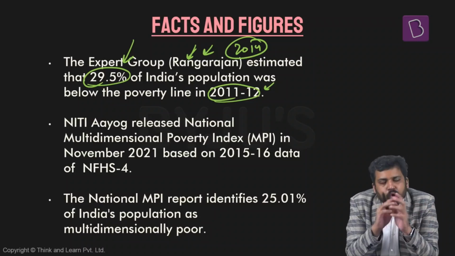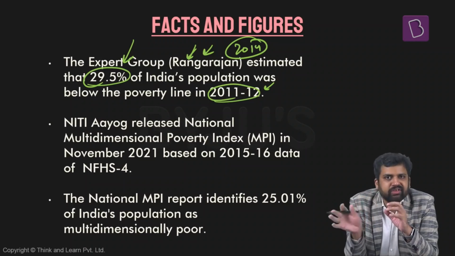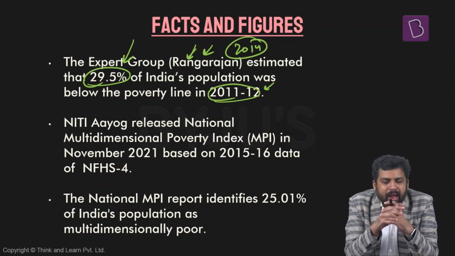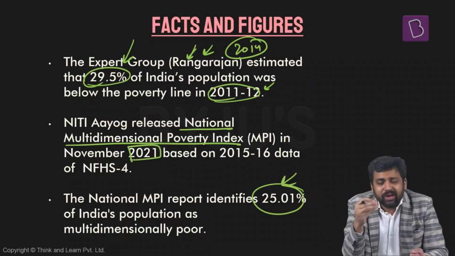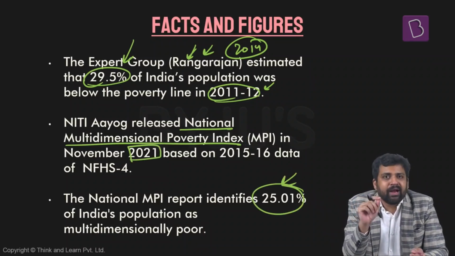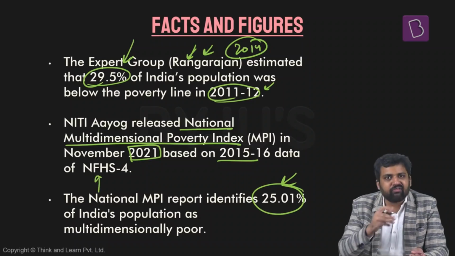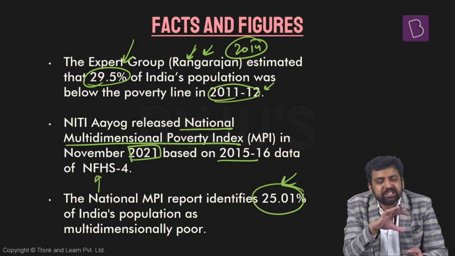And recently what happened was NITI Aayog and some other international institutions, the United Nations Development Programme and the Oxford Poverty and Development Initiative, collaborated together and came up with what is called the National Multidimensional Poverty Index. They published their findings in 2021. According to their findings, in India, 25.01% of people are multidimensionally poor. But keep in mind that this is also based on 2015-16 data, published by the fourth round of the National Family Health Survey. So according to the National Multidimensional Poverty Index, 25.01% of India's population is multidimensionally poor.